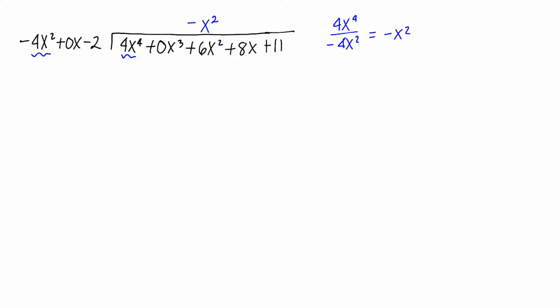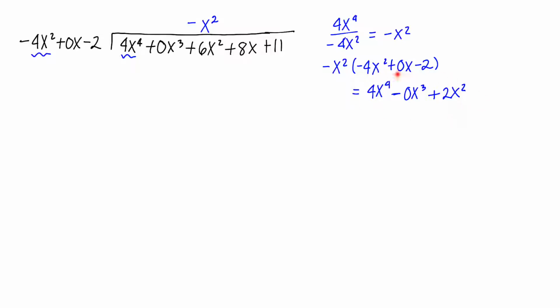All right, and then I'm taking negative x squared and multiplying it by the divisor. I get 4x to the 4th minus 0x cubed plus 2x squared. Now, you could argue with me and say this could be a plus 0x cubed. It doesn't matter. It's a 0. Minus 0 and plus 0 are the same. I'm just sticking with that convention because if this is a negative sign and it multiplies by a positive, it would be a negative. Okay.